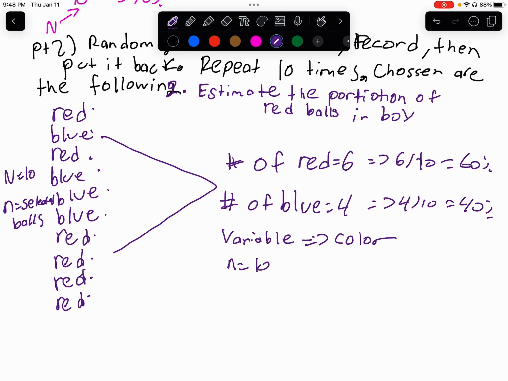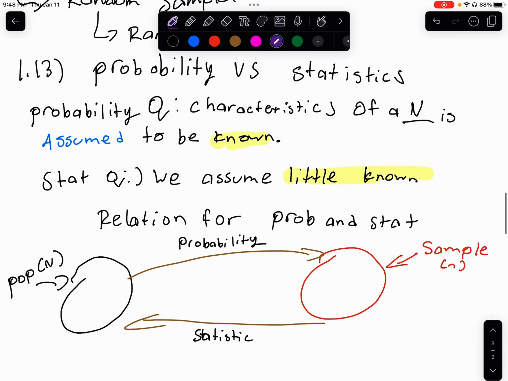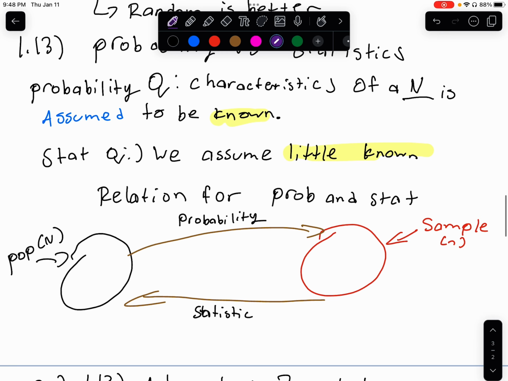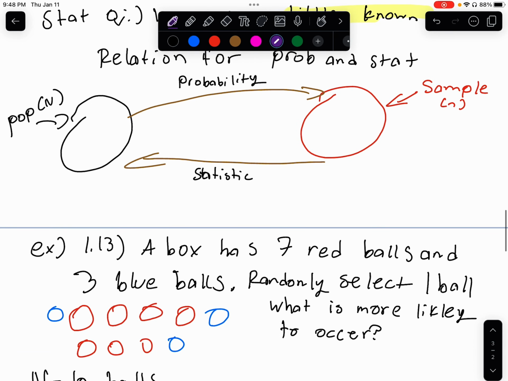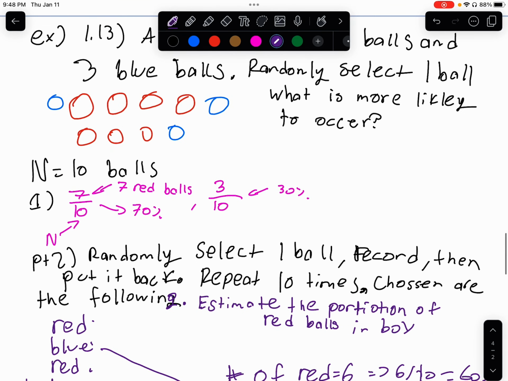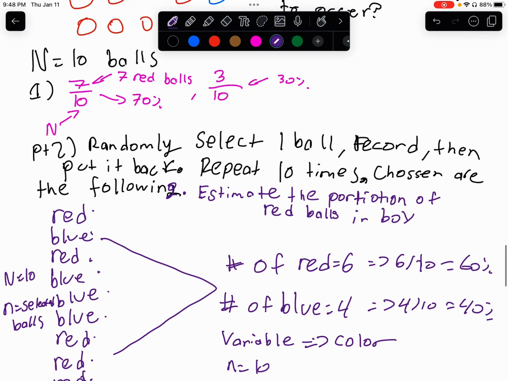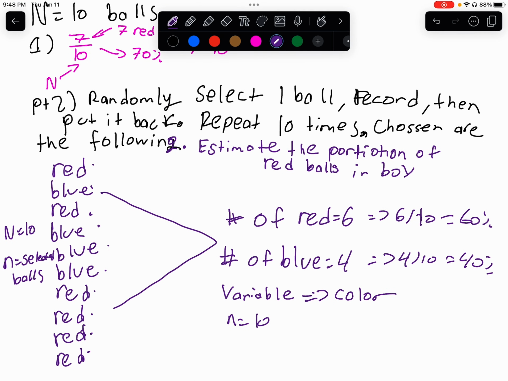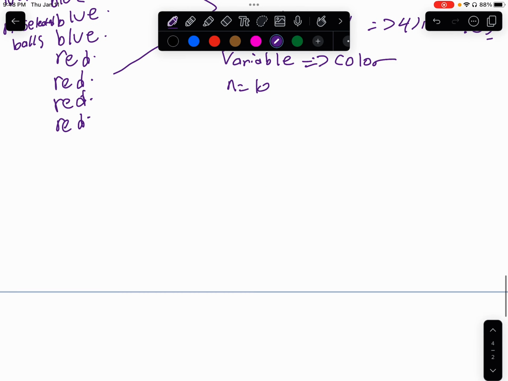So a little bit of review as you go back up. We learned about probability versus statistics. Characteristics are known in a probability, little known in a statistic, and they relate to each other in the following way. Using this practice problem, we can count the probability of randomly selecting a ball, and then repeating the random selection more than once, trying to find the probability of picking up multiple times.